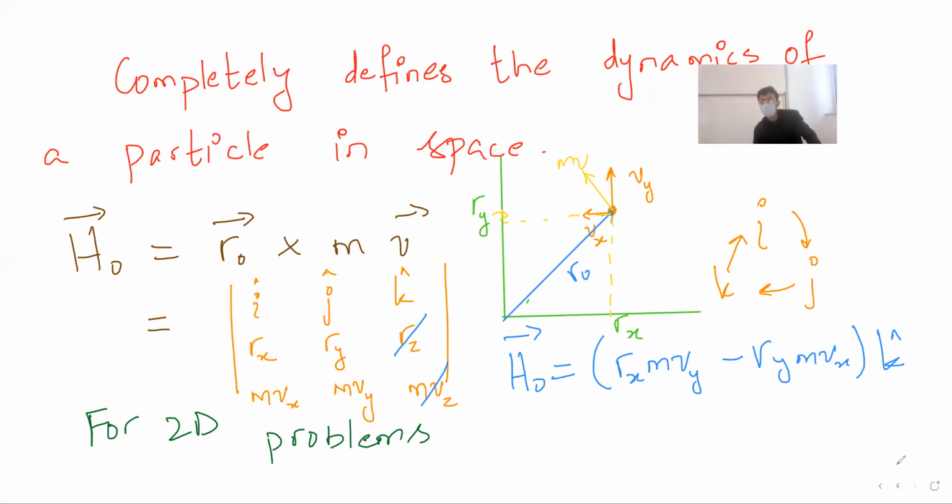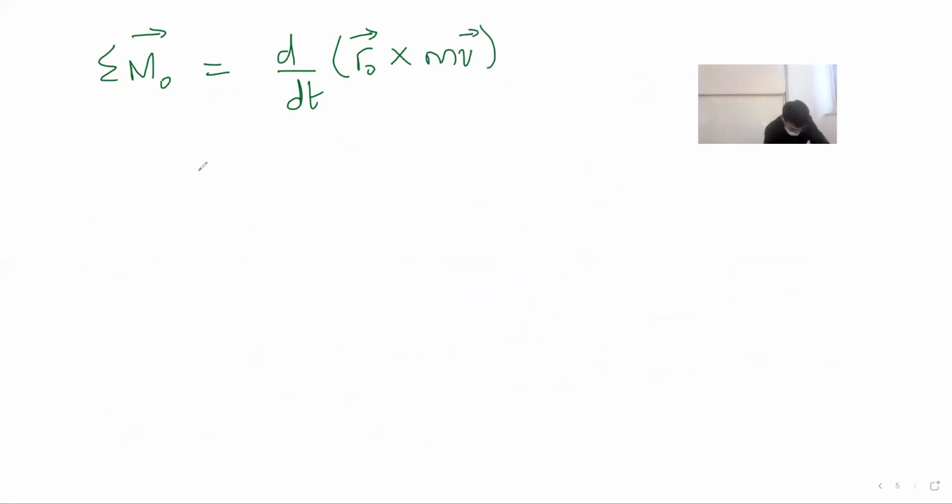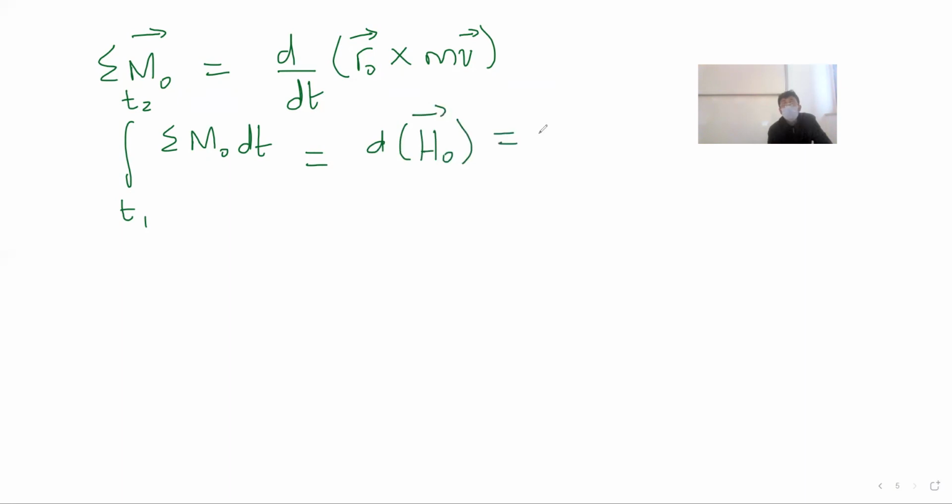Great, done. So that brings us to our first example. Before I do that, I will summarize that summation of moments about any point O is d over dt, rate of change of angular momentum. Please do not forget that. Then I will also go as far as to suggest that if you take an integral from t1 to t2 of this fellow with time, you get d of H naught, which is equal to delta H naught.